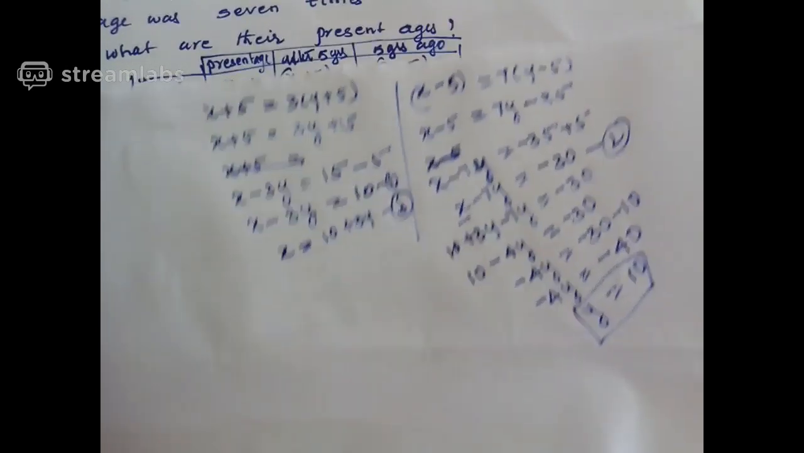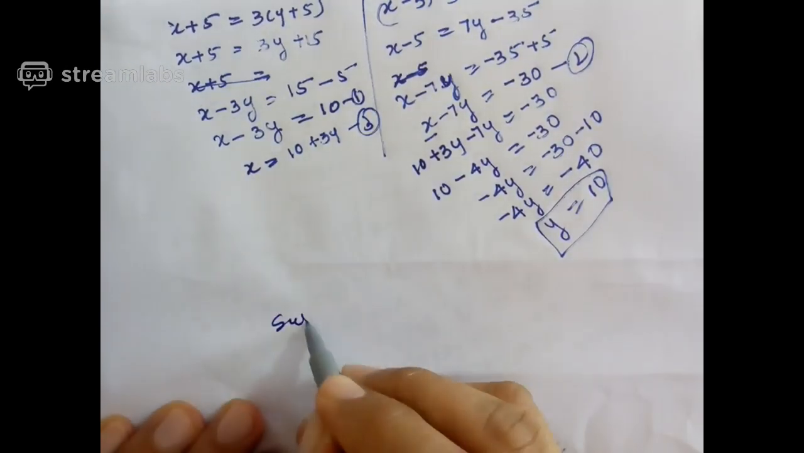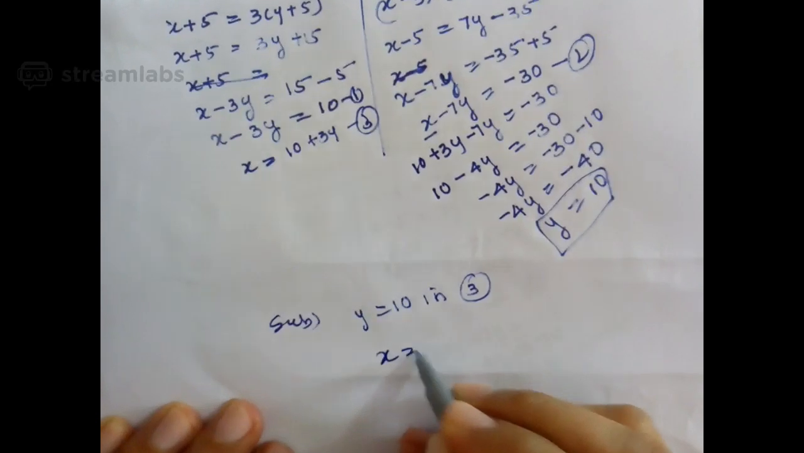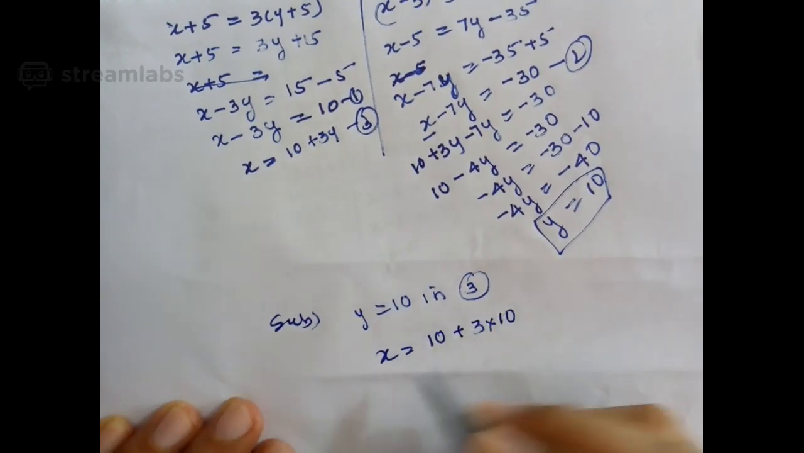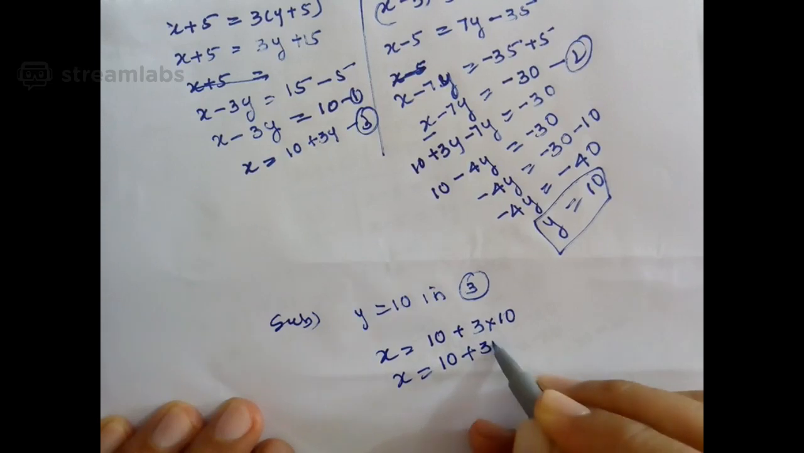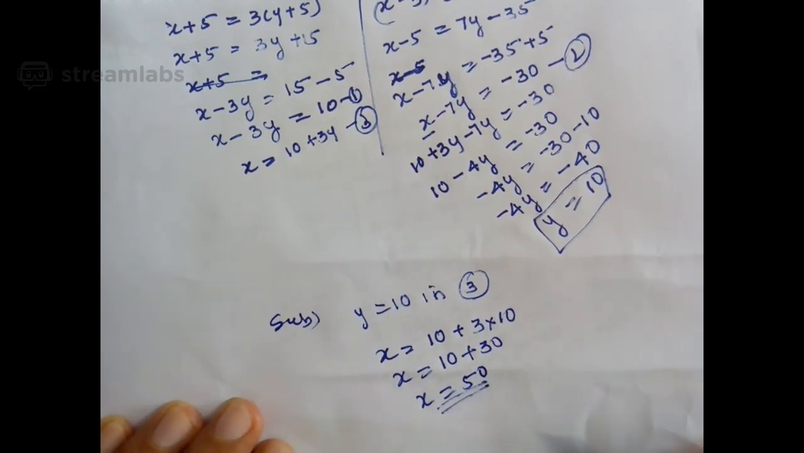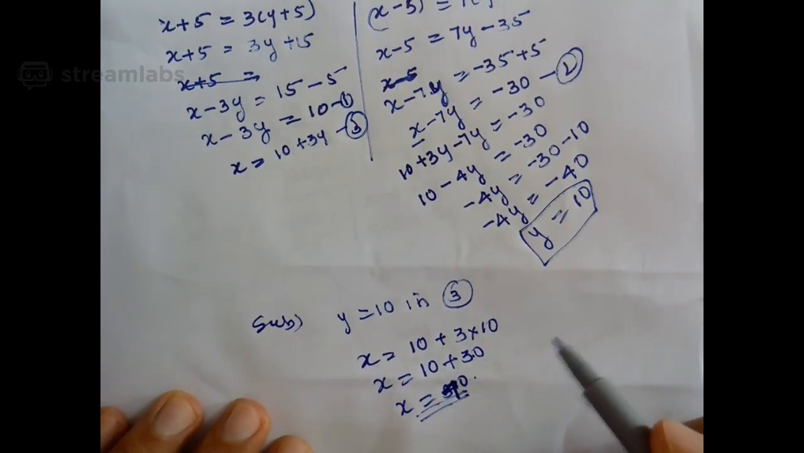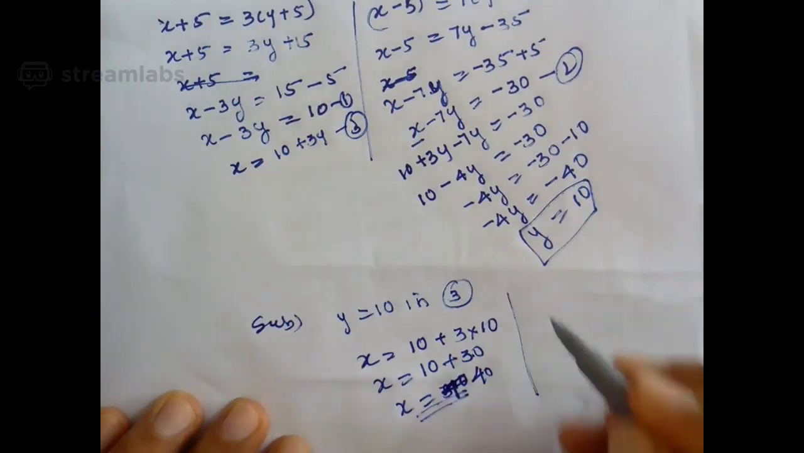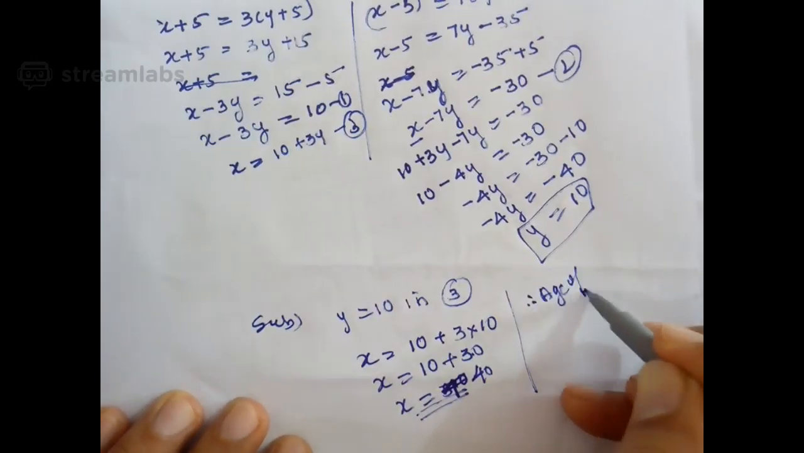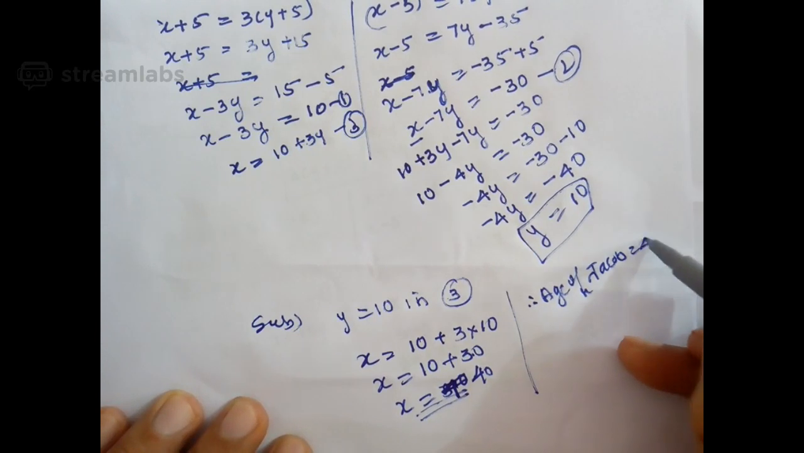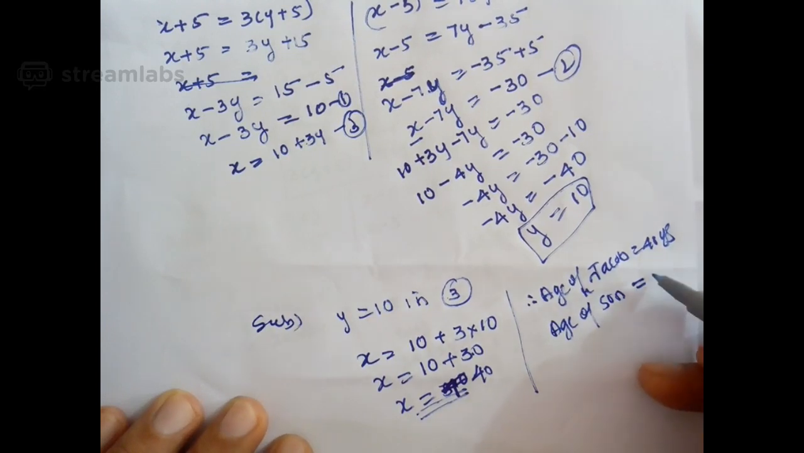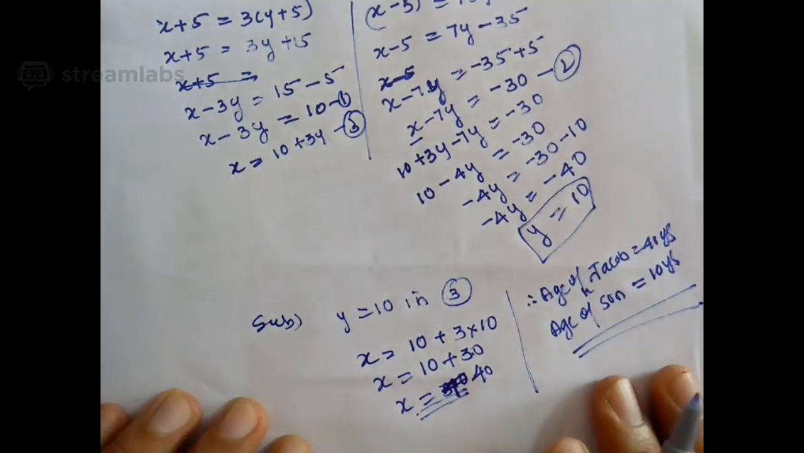So substitute y is equal to 10 in equation number 3. That is x is 10 plus 3 into 10. That is x is 10 plus 30, that is x is 40 years. 30 plus 10 is 40. Therefore, age of Jacob is 40 years and age of son is 10 years. This is the answer. Take it down.